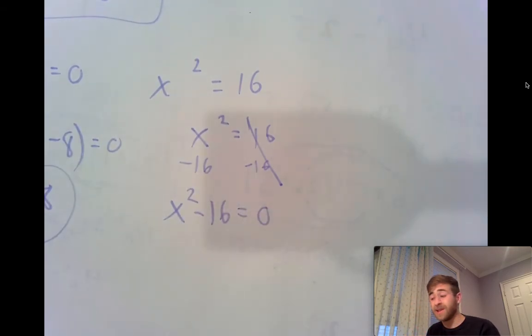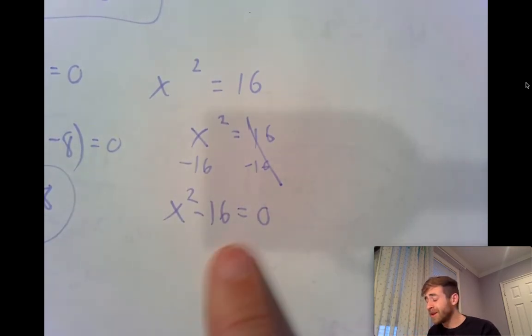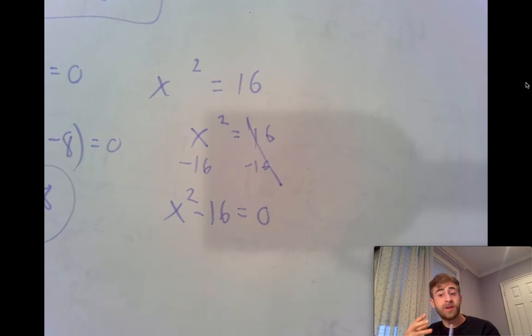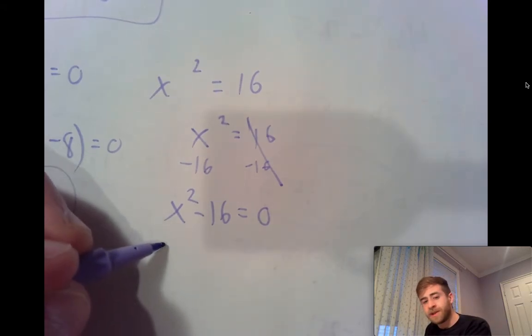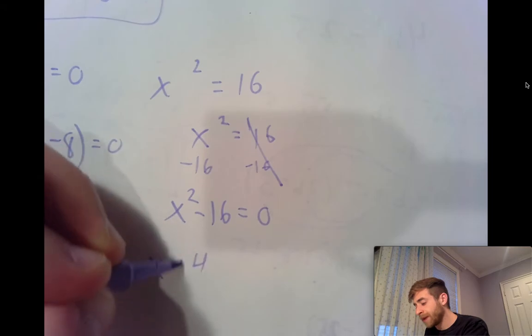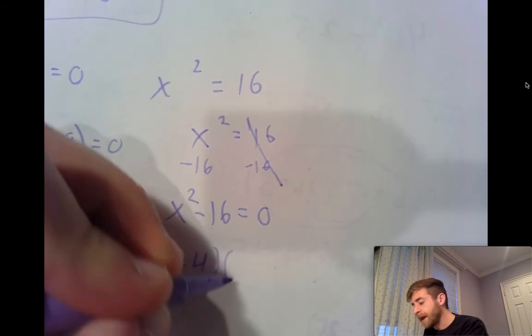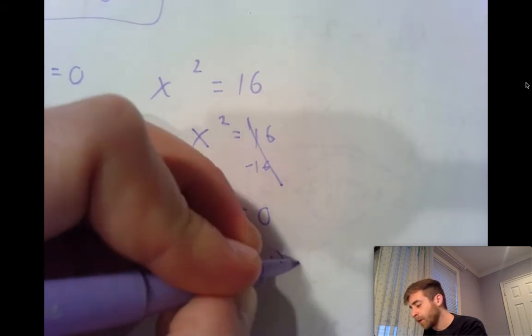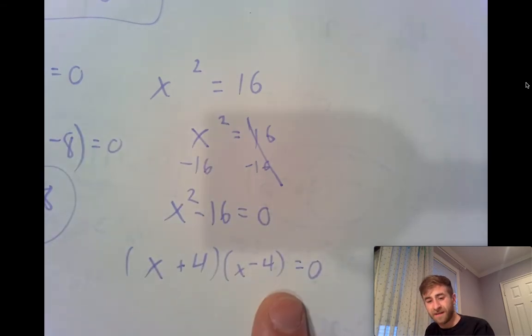Now I can factor this, and the equals 0 is actually good. It's getting to that place where we have our factored form equals 0. We have the easy answer. The square root of x squared is x. The square root of 16 is 4, so it'll be x plus 4 and x minus 4 equals 0. This is the factored form.